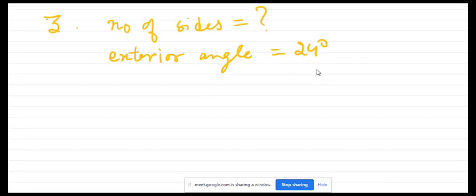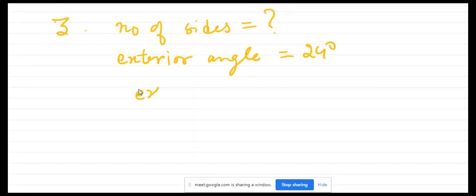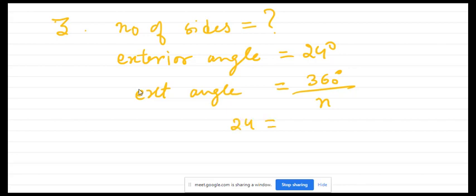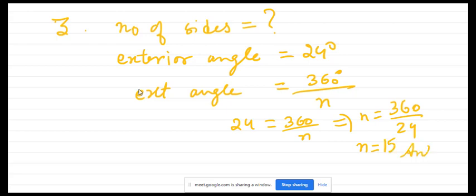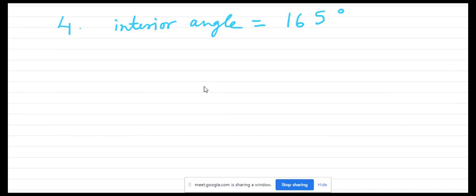So if the exterior angle is given as 24 degrees, you can find the number of sides, because you know one formula. What is the formula? Exterior angle equals 360 divided by n. So you have 24 equals 360 by n, and you can just find the value of n. So n will be 360 divided by 24. And how much will we get? 15. Okay, good. So the answer is 15. There will be 15 sides if the polygon has an exterior angle of 24. You have to find the number of sides.